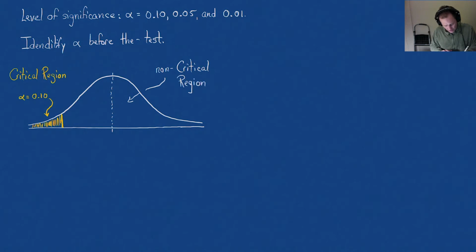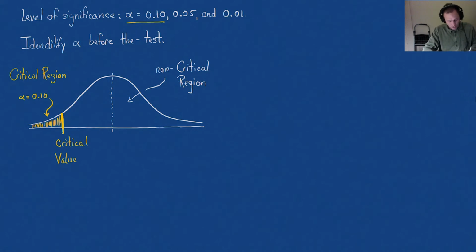And the key here is what separates the critical region and the non-critical region. We call this a critical value. So we need to find our critical value, and in this case we're using 0.10.